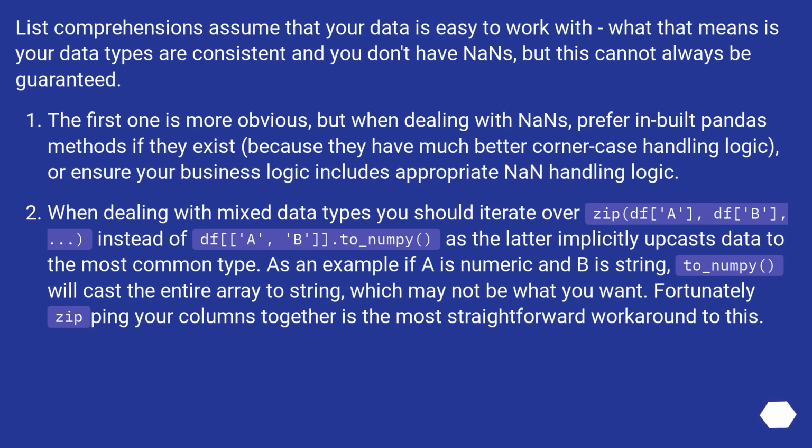When dealing with mixed data types, you should iterate over zip(df['A'], df['B'], ...) instead of df[['A', 'B']].to_numpy(), as the latter implicitly upcasts data to the most common type. As an example, if A is numeric and B is string, to_numpy will cast the entire array to string, which may not be what you want. Fortunately, zipping your columns together is the most straightforward workaround to this. Your mileage may vary for the reasons outlined in the caveats section above.